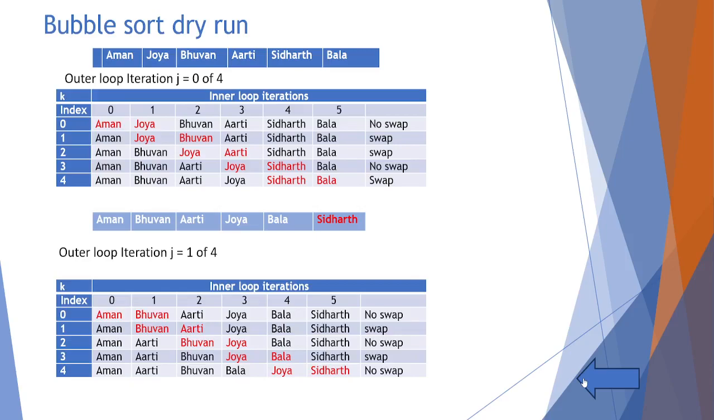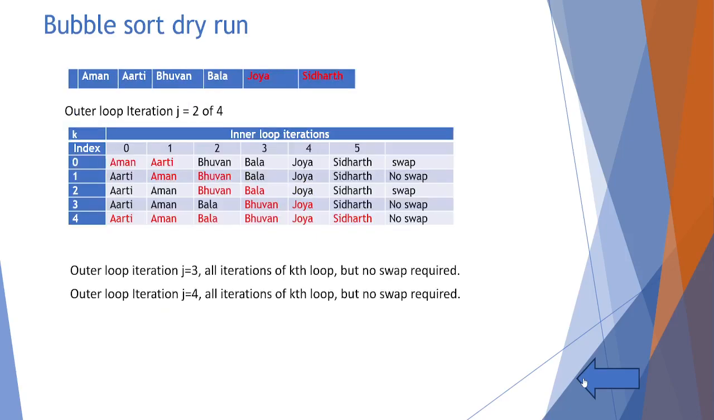In the first iteration of the outer loop, the last element is sorted. In the second iteration, last and last but 1 are sorted. For the third iteration, the array is Aman, Arti, Bhuvan, Bala, Zoya, Siddharth, already sorted. Now Aman, Arti compared, Arti, Aman swap is there, and Aman, Bhuvan, no swap. Bhuvan, Bala, swap. Bhuvan, Zoya, no swap. Zoya, Siddharth, no swap. But if you see the kth index, in the third iteration, the entire array is sorted.